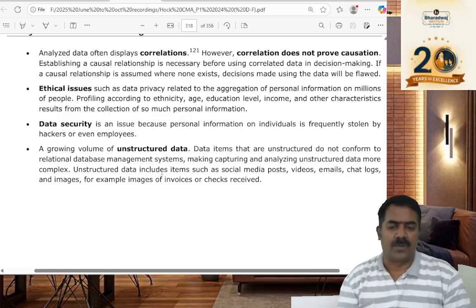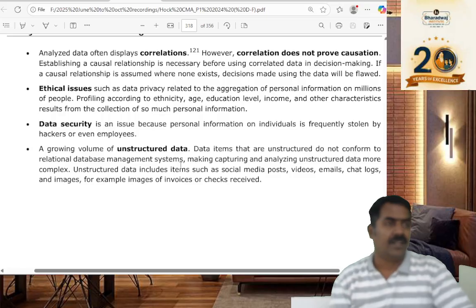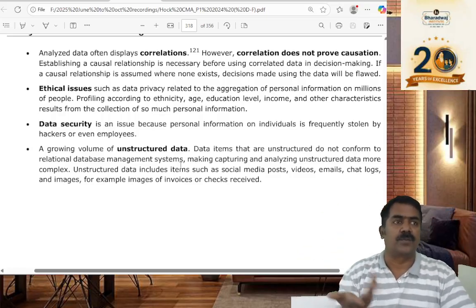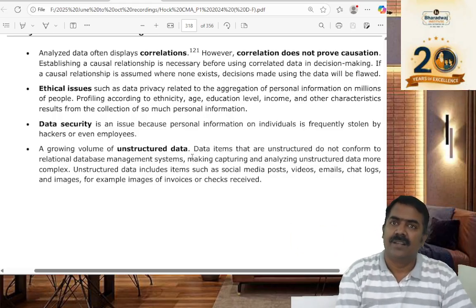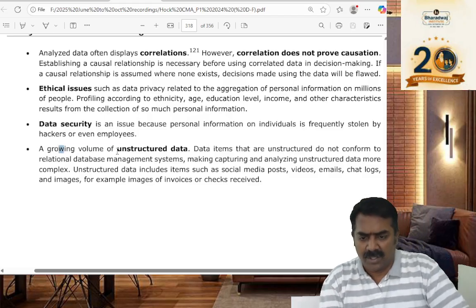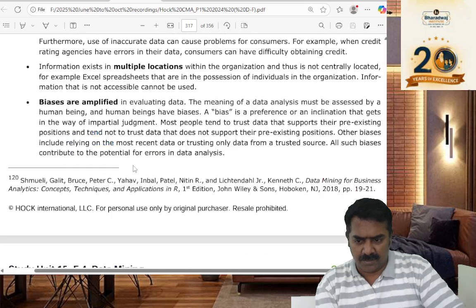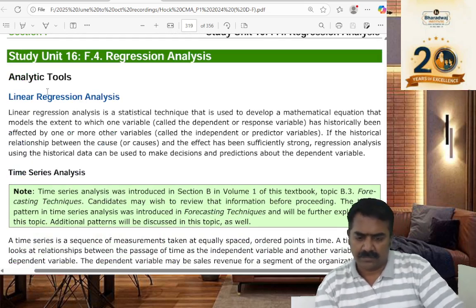So if it is unstructured data, it is very difficult to interpret. You post a video, more views come but low sales. Why? Because the views may be from non-clustered data. Clear? So unstructured data is a problem. Okay, this is about data analytics and data mining.